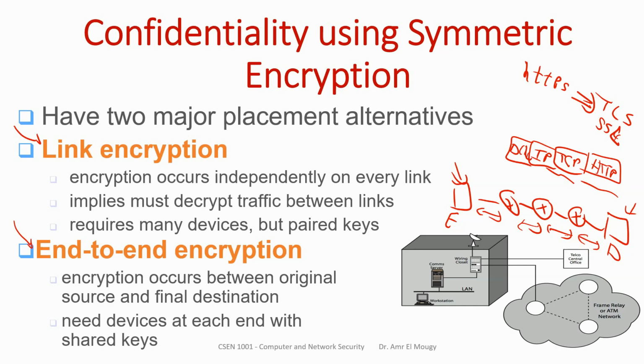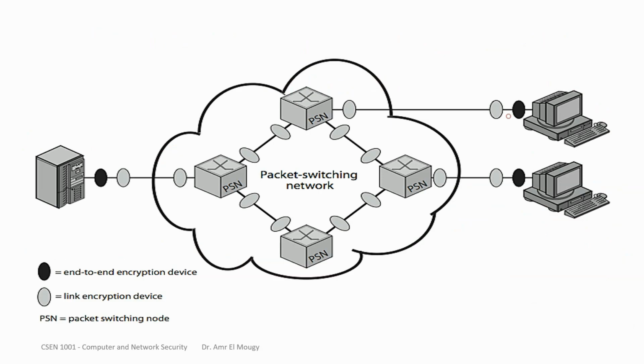In the internet, TLS and SSL achieve end-to-end encryption. IP security has different modes, but mostly it also achieves a form of end-to-end encryption, although it can have some compromise with link encryption, as we will see later in the course.